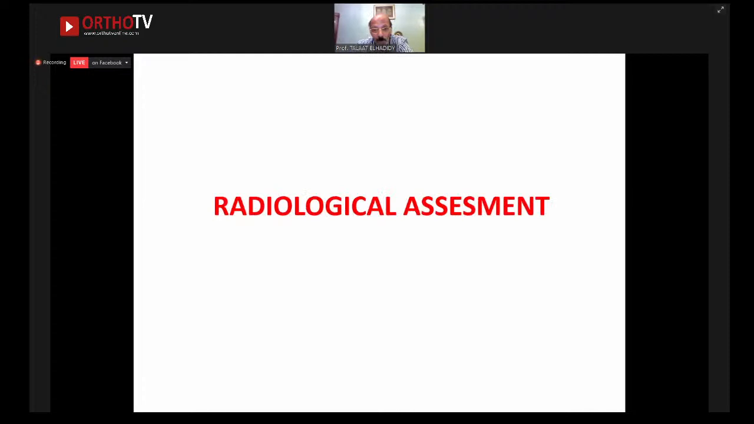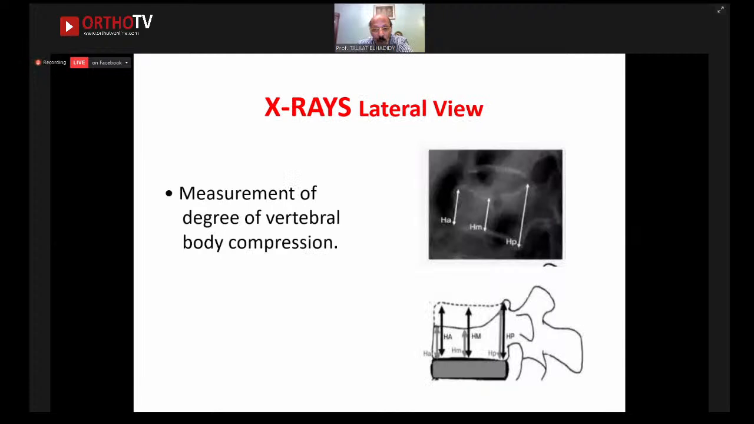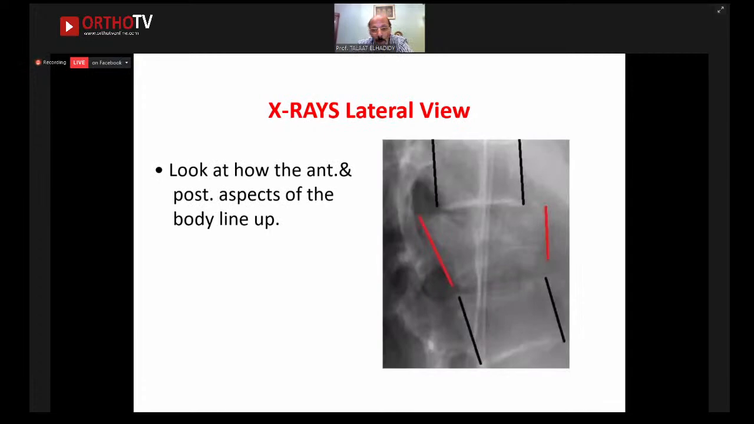Then X-rays. Plain X-ray will let you know if there is a major pathology or not: the shape of the bodies, the height of the bodies, the transverse process in the AP, the distance between the pedicles in the AP view, the spinous process in the lateral view, and if there is encroachment in the canal or not. We measure the amount of body compression by comparing the height from the back compared to the mid and the anterior part of the body. If we cannot, then we use the body above as a reference. If the distance between the front and the back is not symmetrical with the vertebrae above and below, then there is high comminution and compression.